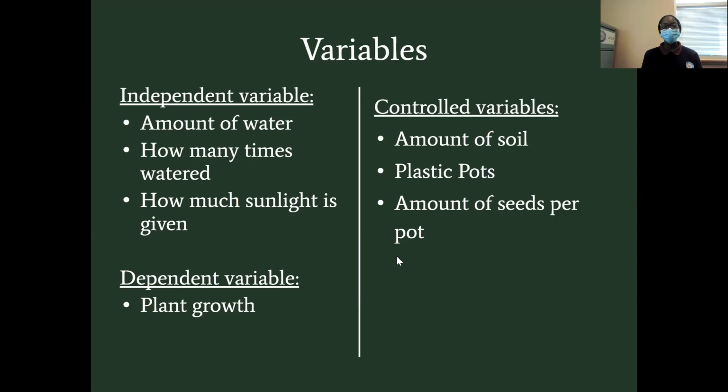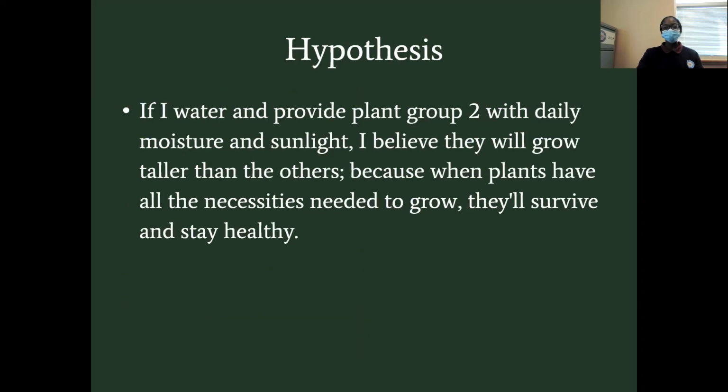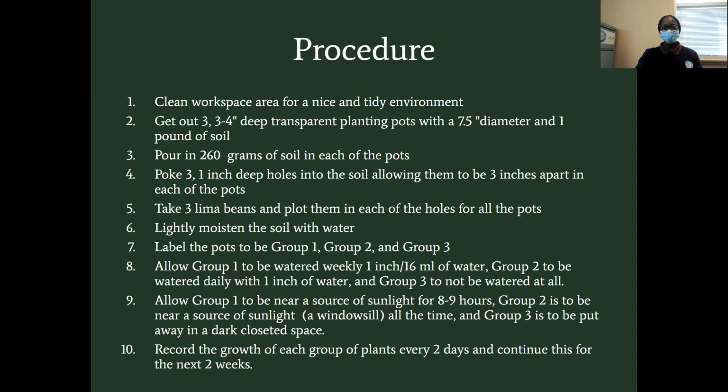Variables. My independent variables were amount of water needed, how many times it should be watered, how much sunlight is given. My dependent variables are the plant growth, since we're measuring it. The controlled variables were the amount of soil, plastic pots, and the amount of seeds per pot. My hypothesis. If I water and provide plant group 2 with daily moisture and sunlight, I believe that they will grow taller than the others because when plants have all the necessities needed to grow, they'll survive and stay healthy.